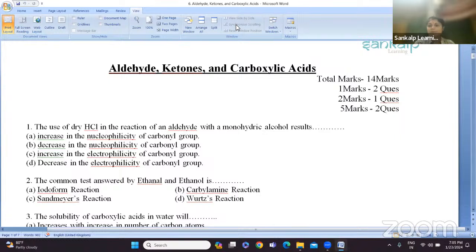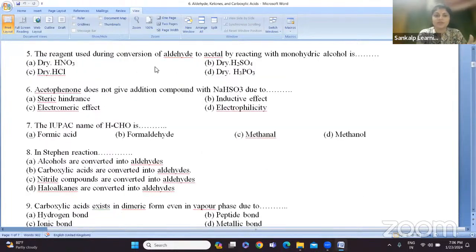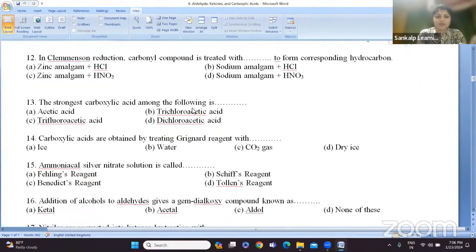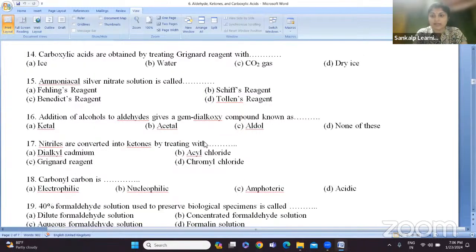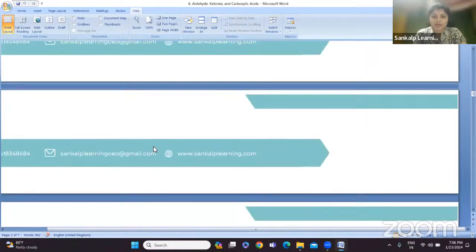Okay, fine. In the previous class, we were discussing aldehydes, ketones and carboxylic acids. We have completed the MCQs. This chapter is for 14 marks. I told you that I'll be solving some applicative type of questions in the next class. We have seen the type of questions asked from this chapter, so these were the questions which we have seen.